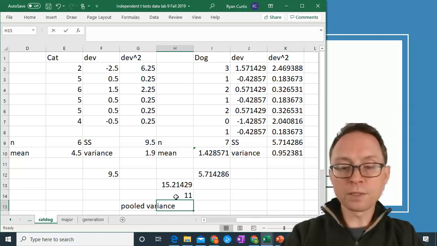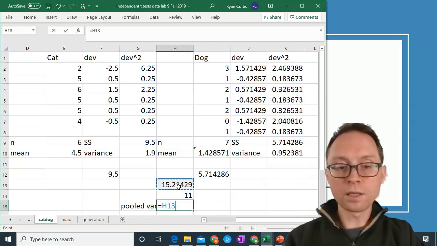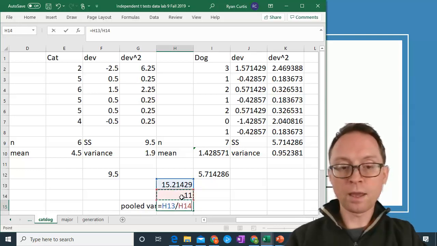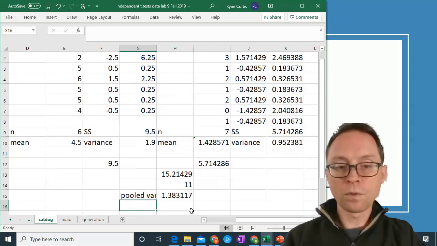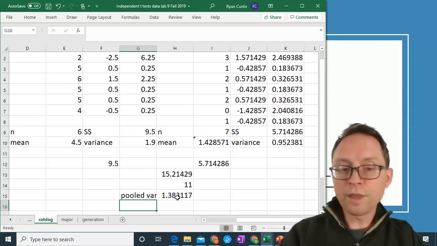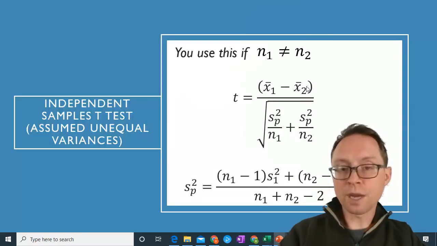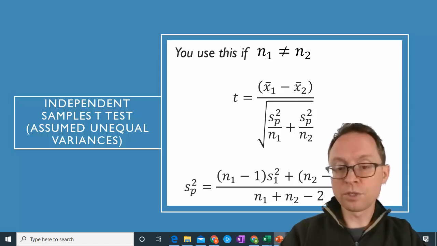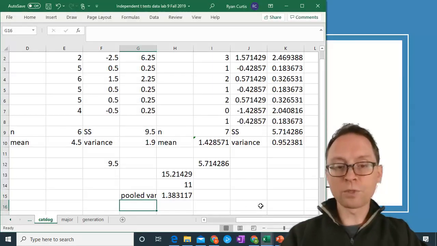The new pooled variance is going to be this divided by that. 1.383117. With that pooled variance, then we can do this top part. We take the pooled variance divided by n sub 1, which is 6, plus the pooled variance divided by n sub 2, which is 7, square root of that, and then we take x1 minus x2. Let's go ahead and do all of those things and find out what we're supposed to get.